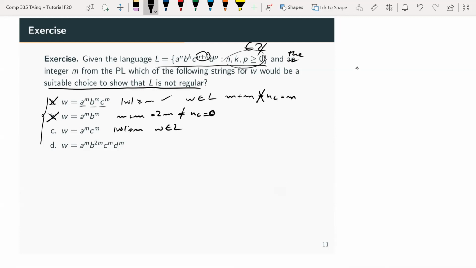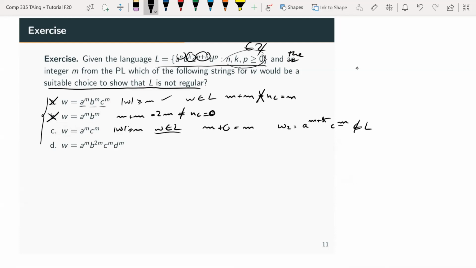Yes, well, because the number of A's is M, the number of B's is K, but in this case it's 0, and that's going to equal the number of C's, which is M. So W is in L, and if I were to pump up, I could just easily say I pump up, I get W2, and I get A to the M plus K. Here I'm skipping a lot of steps just because it's a multiple choice question. So I will get A to the M plus K, C to the M, and then I know that this is not going to be in L because M plus K plus 0 is not equal to M.